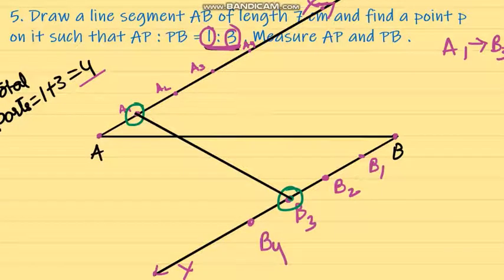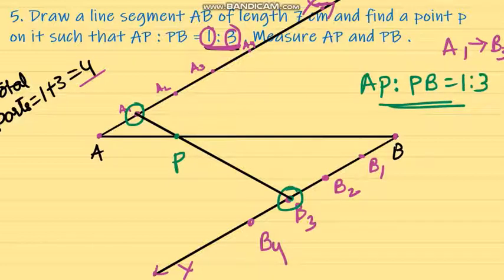So now you can see that you have got one point P here, which is dividing AB in the ratio 1:3. So AP ratio PB is equal to 1:3. So this is one part and this is 3 parts. And P is that point.